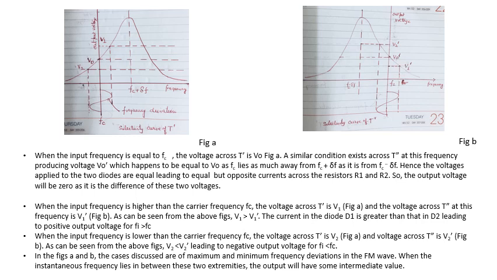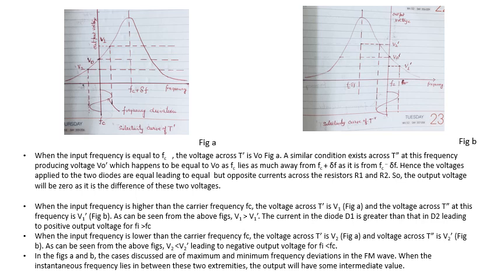As can be seen from these two figures, V1 is naturally greater than V1 dash. Therefore, the current through the diode D1 is greater than the current through the diode D2. Therefore, VR1 is greater than VR2. Hence, for the condition Fi greater than Fc, that is the incoming frequency greater than the carrier frequency, the output voltage will be positive.